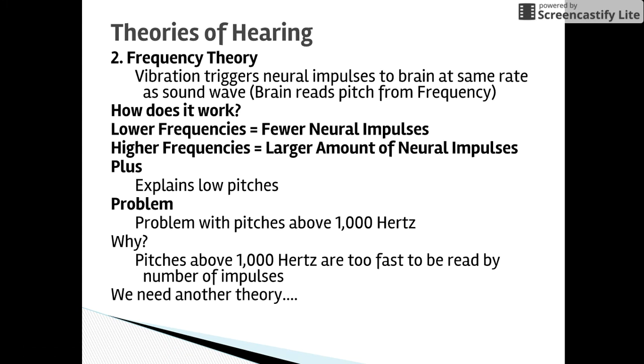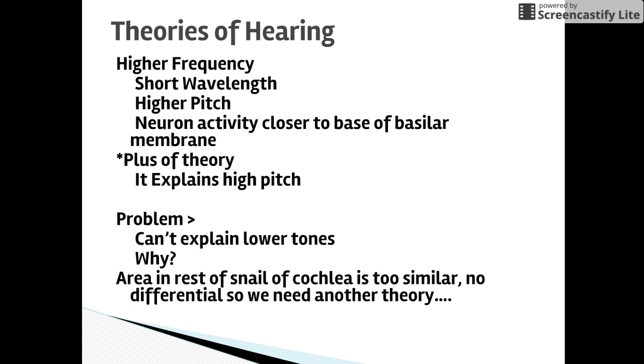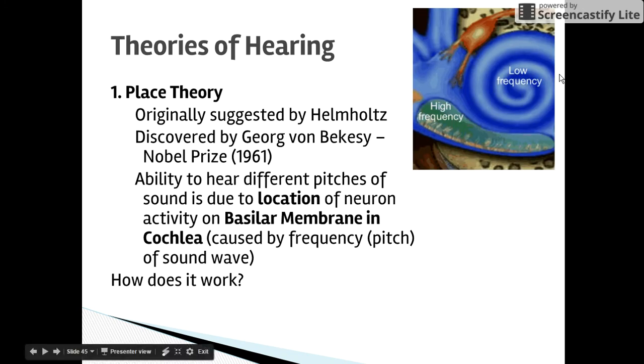This theory then is the frequency theory. The vibrations trigger neural impulses to the brain at the same rate as a sound wave. The brain reads pitch from frequency. So lower frequency is fewer neural impulses, higher frequency is more impulses. So this explains low pitches. Let's go back to that diagram, and you can see the low frequency is on the cochlea.